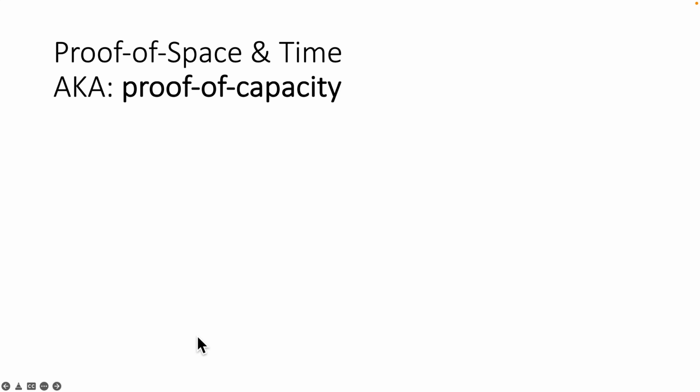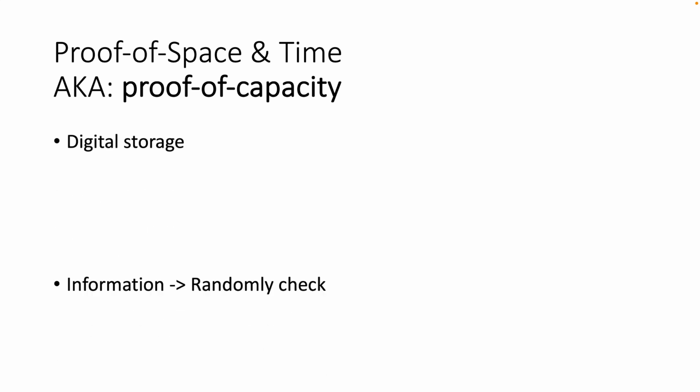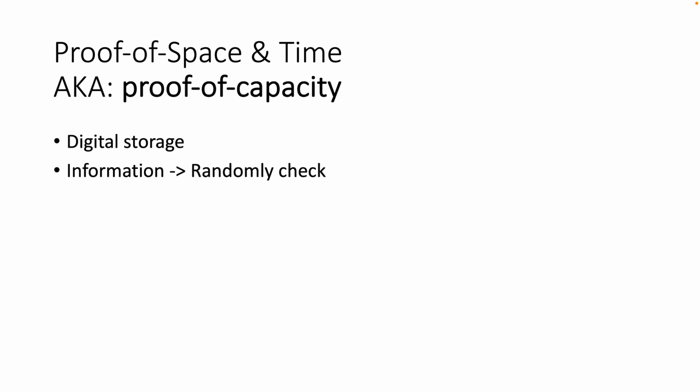Now let's check another popular consensus mechanism, proof of space and time, aka proof of capacity. It's a mechanism that uses digital storage space as a requirement to participate in a network. It sets up a way to put some information on a hard drive, and in the future the network will randomly check if that information is still there. It stores completely useless data. It sounds strange, but it is an effective consensus mechanism. The blockchain Chia is using this mechanism.